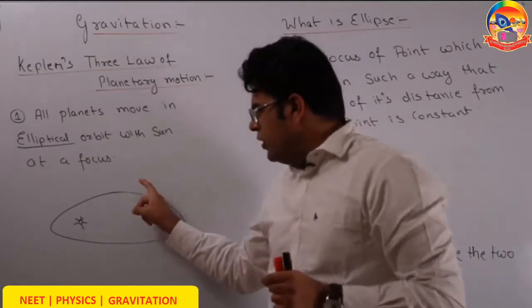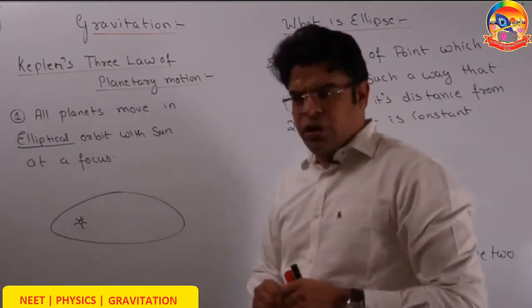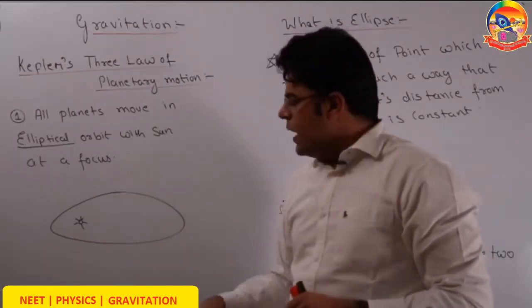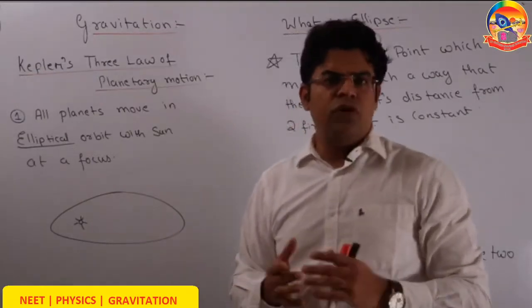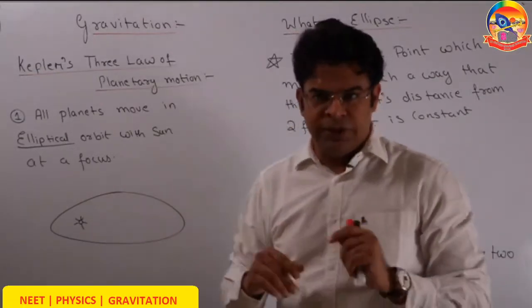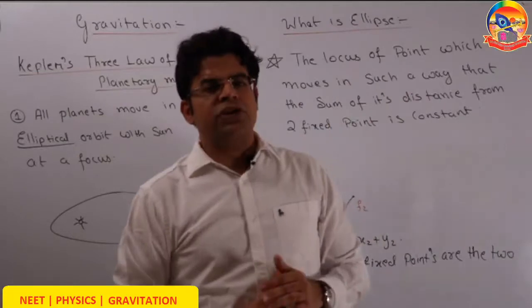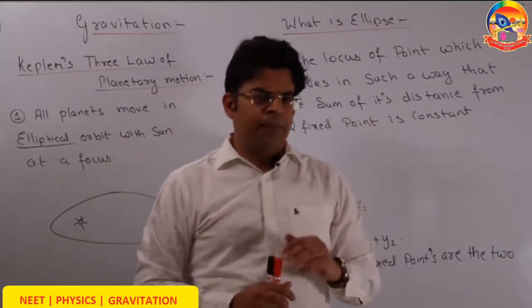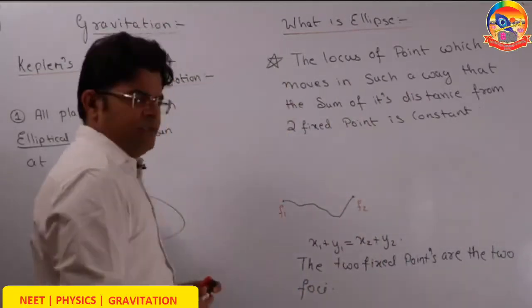Now see, this is the elliptical orbit. An ellipse has 2 foci. At one of the foci we have the sun. What do we have on the other focus? Nothing. Before we move on, we should understand the properties of an ellipse. So, what is an ellipse?